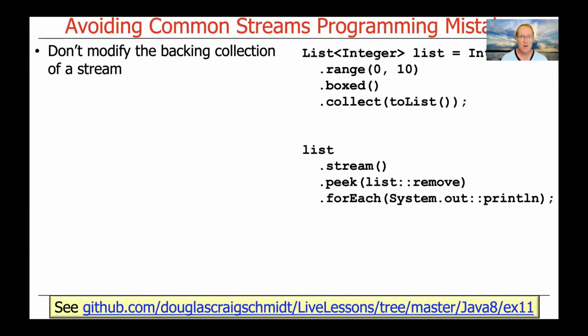Yet another mistake, which I actually haven't done, but I can see how it would be a problem, is modifying the collection that's being used to feed data into the stream while the stream is running. In this example, coming out of the EX11 folder in my GitHub repository, this is basically using the IntStream, which is a specialization of Stream. What it's doing here is creating a range from 0 to 9, boxing it, and collecting it up into a list.